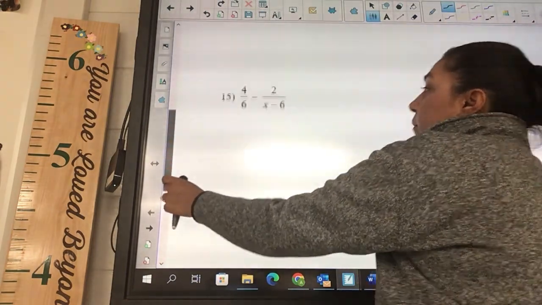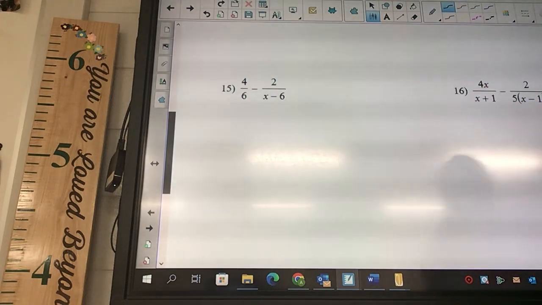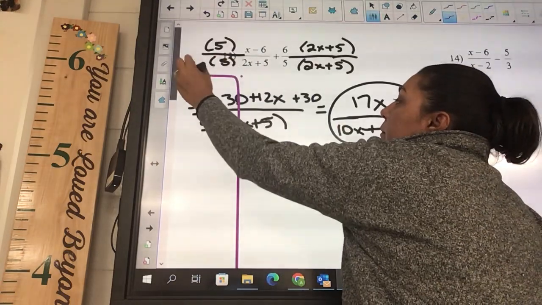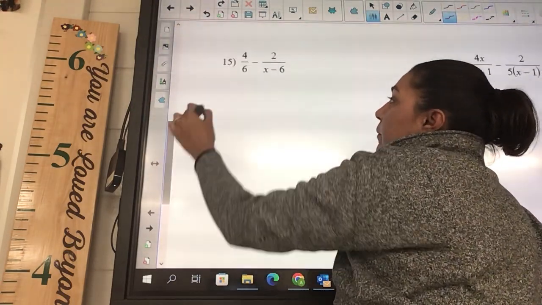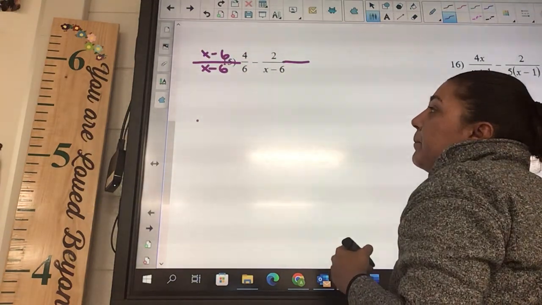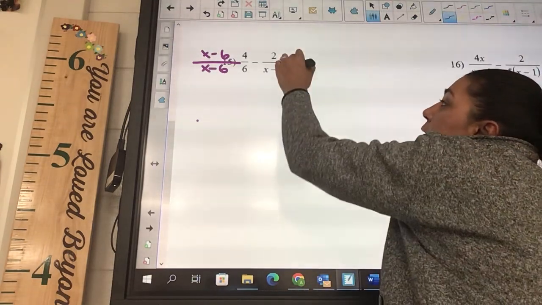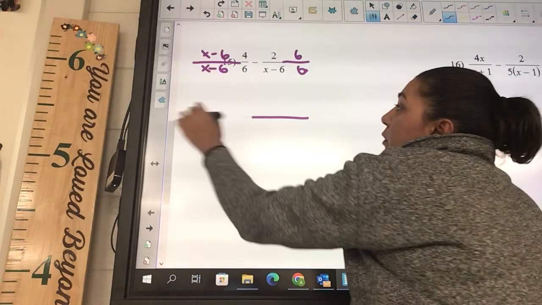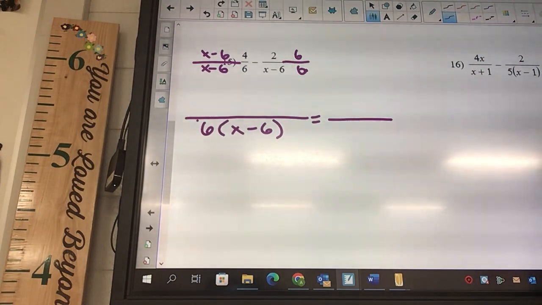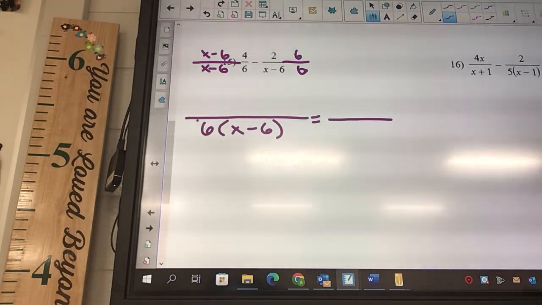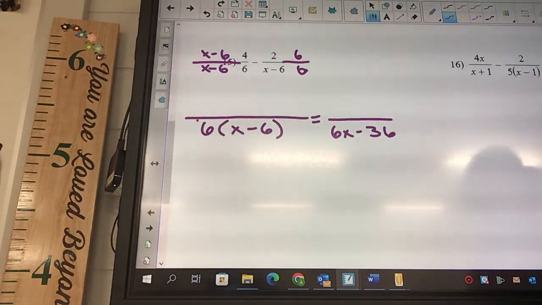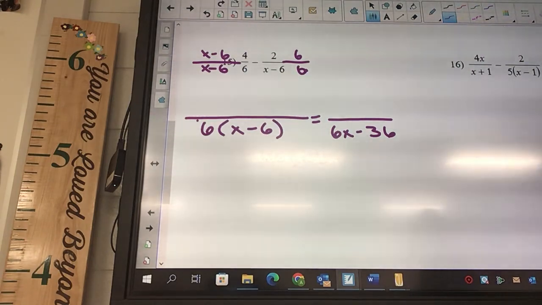Okay, last one. 15. What am I multiplying the first one by? X minus 6, good. X minus 6. What am I multiplying the second one by? 6. 6 and 6. So our new denominator is going to be 6 times x minus 6. What is an equivalent denominator? 6x minus 36. So this is going to be that equivalent denominator, which is really what we're going to be focusing on tomorrow: getting that equivalent denominator.